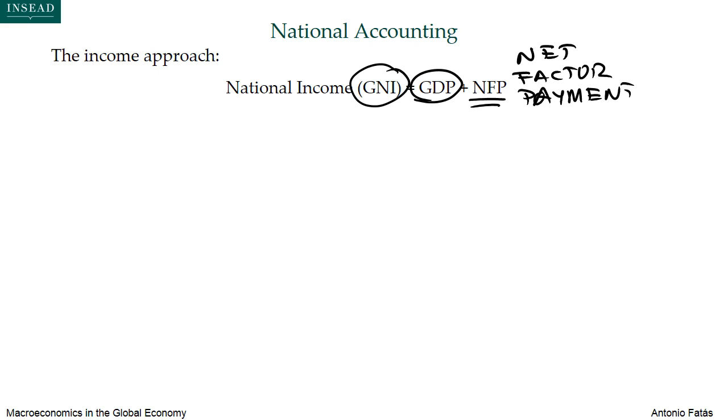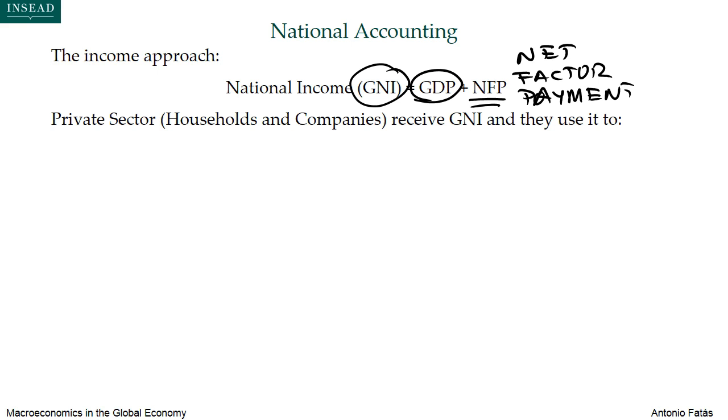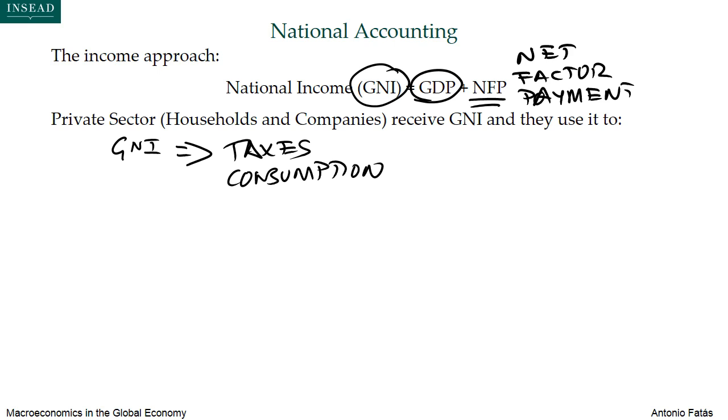Now, if we take the national income of a country, it will go to our citizens, to our households, to the private sector, and they will use it for different purposes. Some of it will go to pay taxes. Some of it will go to buy goods and services. Because we're talking at the level of the household, this is something that we're going to call consumption.